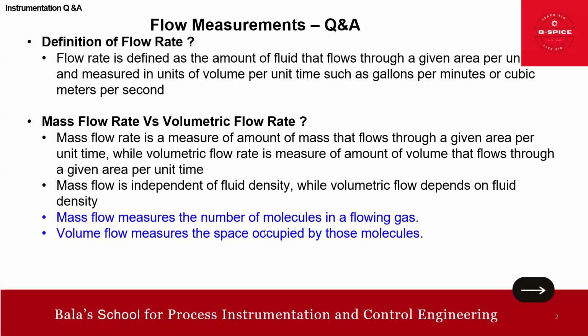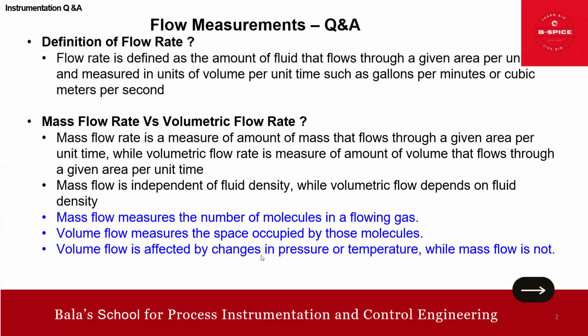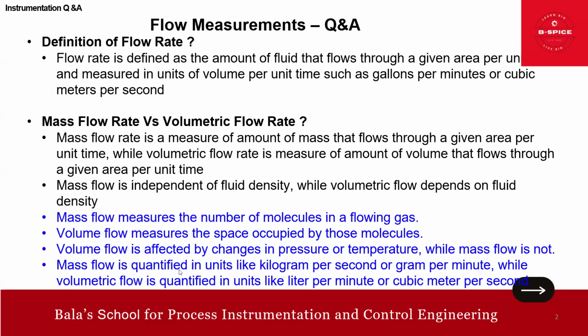So mass flow measures the number of molecules. Volume flow measures the space occupied by those molecules. You got it? Yes, that's it. So volume flow is affected by changes in pressure and temperature, while mass flow is not. Mass flow is quantified in units like kilogram per second, gram per minute, while volumetric flow is quantified in units like liter per minute, cubic meter per second. I hope you got this understanding of mass flow and volumetric flow.